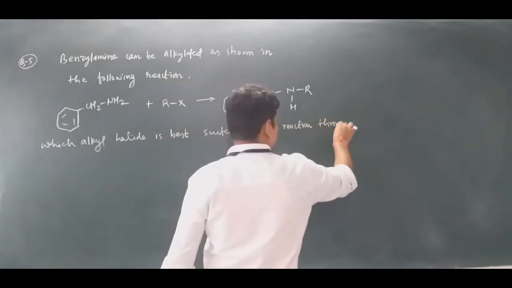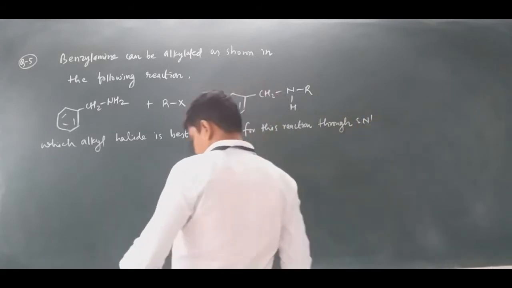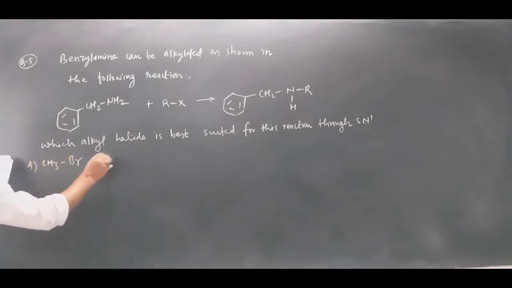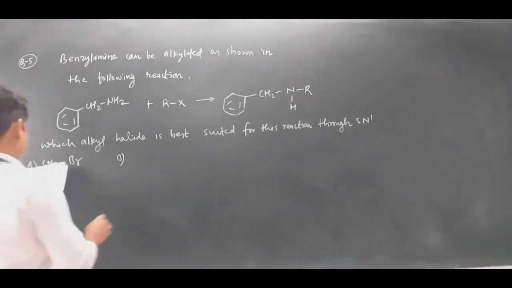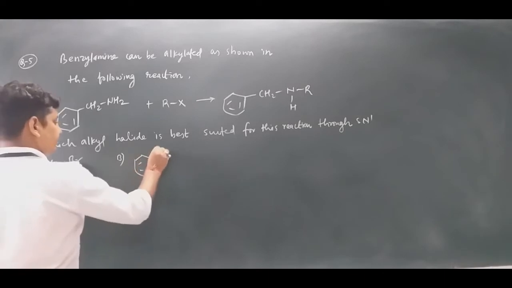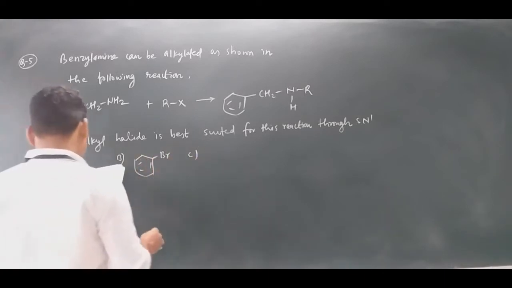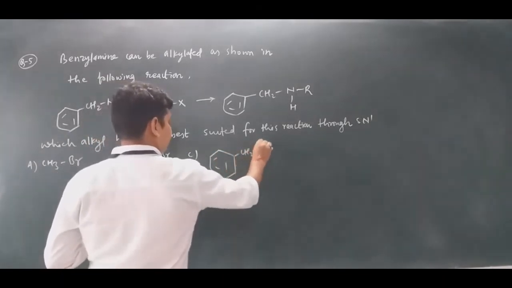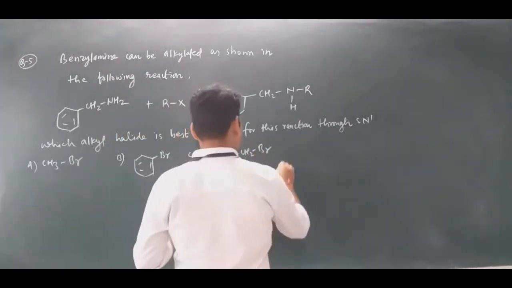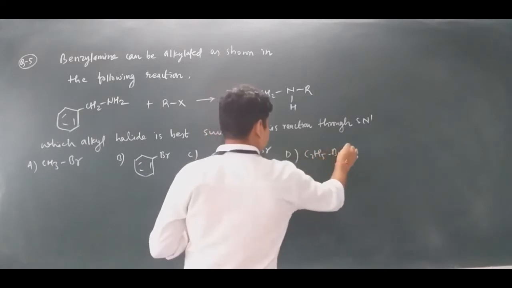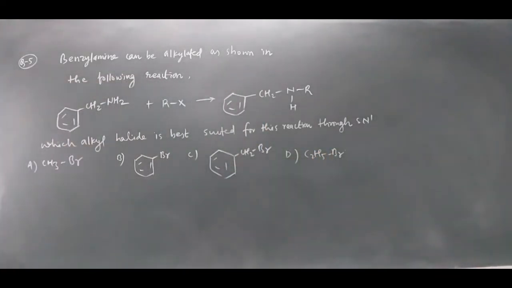Through the SN1 path. We have option A, CH3Br, B, C6H5Br, C, C6H5CH2Br, and D, C2H5Br. This is the question.